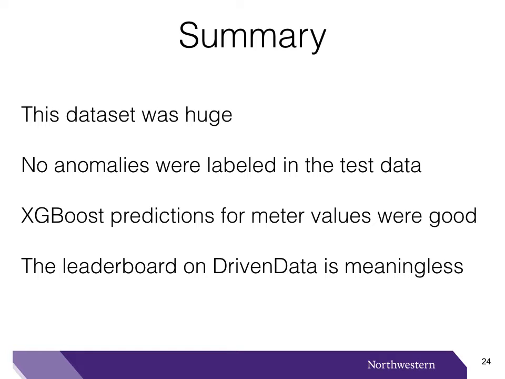Another thing that was tricky about the problem was that the anomalies were not identified in the training data, meaning it was up to us to actually define what an anomaly was and then predict when it occurred. So while it was difficult to identify anomalies, we ended up really focusing on how we can accurately predict power consumption. And we had the best predictions with XGBoost models.